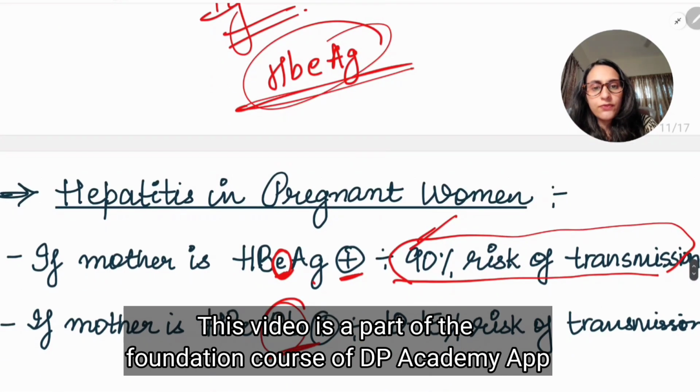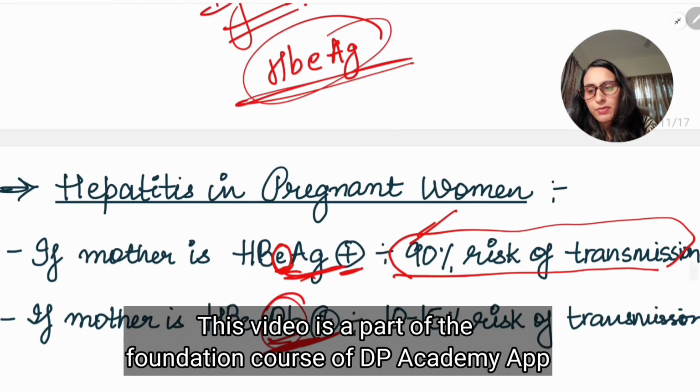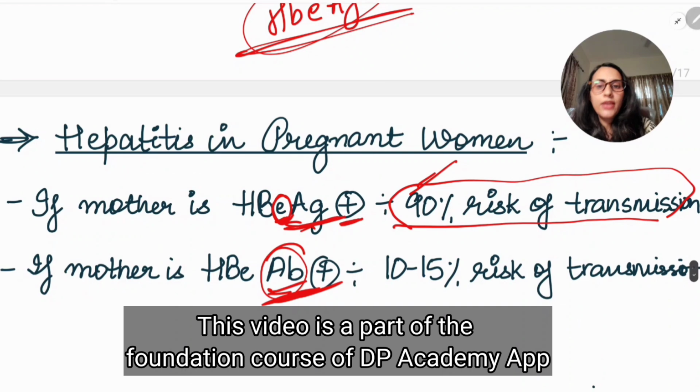If the antibodies are positive, that means low risk of transmission. Why? Because there is less risk, as the antibodies are produced. If antigen is positive, that means high infectivity. This you need to remember. When a neonate is born to a mother with hepatitis, in one arm you put the vaccine and in the other arm you put the immunoglobulin.